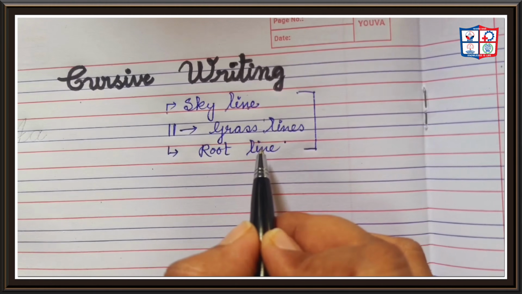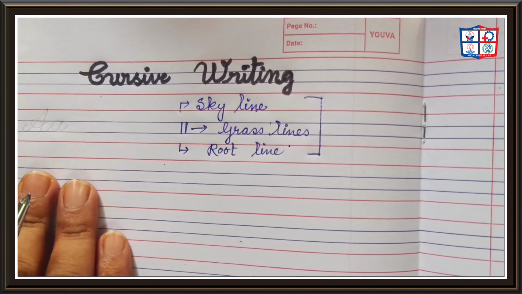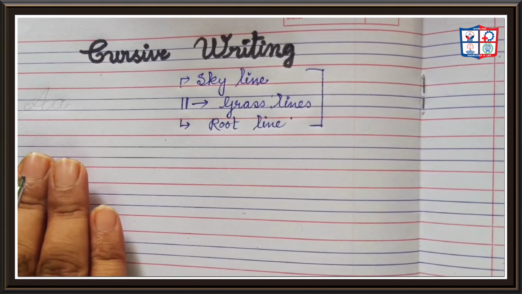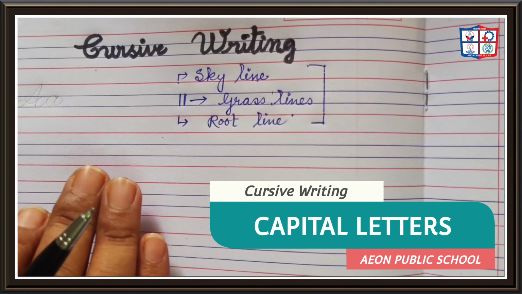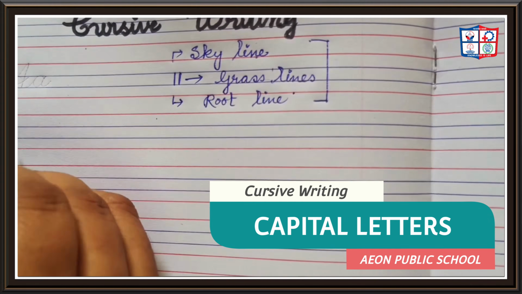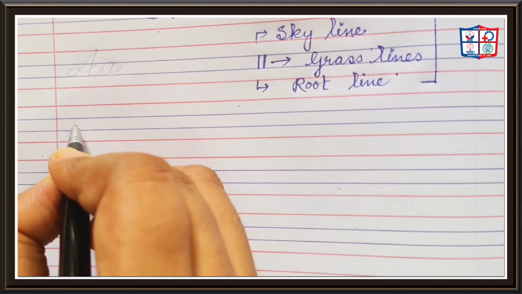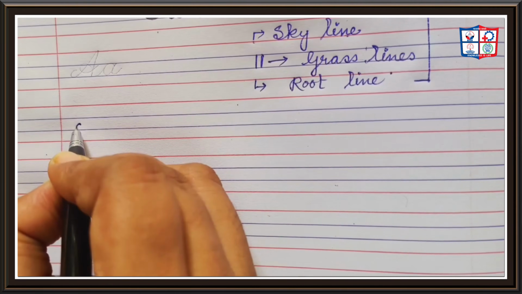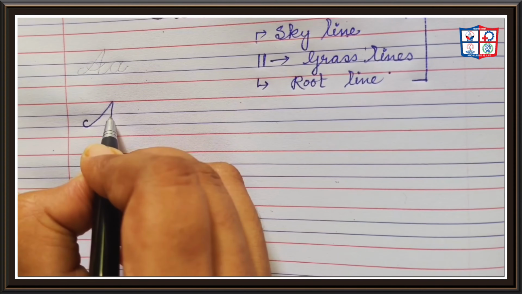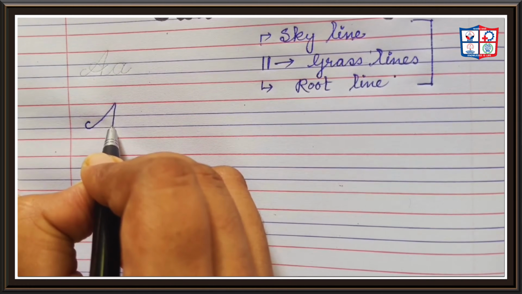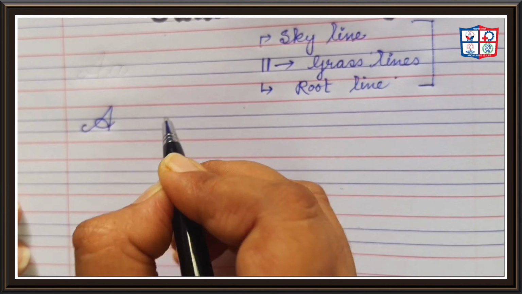Now we are learning how to write the capital letters and small letters. At first I will show you how we write the capital letters from A to Z. As it is, we start writing from the middle of the grass line. Take this loop, that is called a loop. The loop will come and touch the skyline and again get down. After that, we take a little curve, that is capital A.